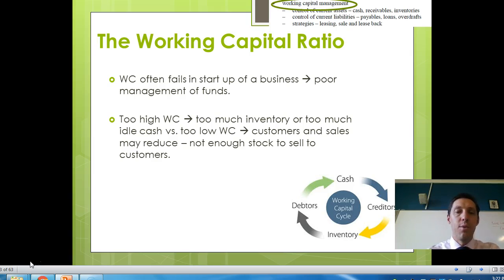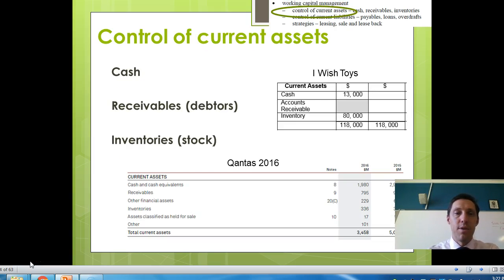If it's got too high working capital, potentially too much inventory is being held, or too much idle cash is sitting around. Conversely, if the business has low working capital, the customers and sales may potentially reduce, and there's not enough stock to sell to the customers. So that's a problem. So working capital management is really a balancing act between balancing the appropriate level of current assets and balancing the appropriate level of current assets in relation to current liabilities.